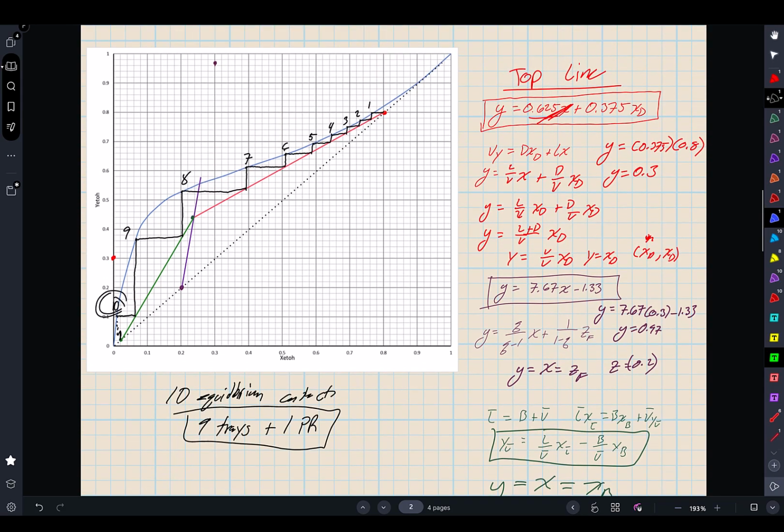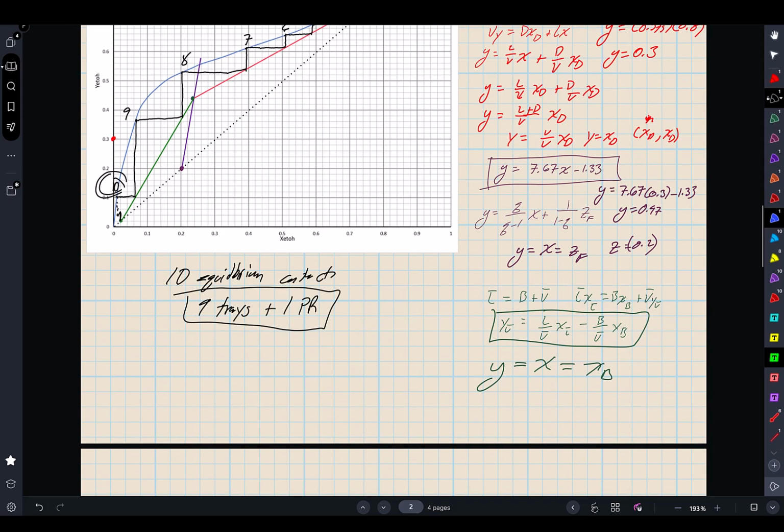The other question was, what feed location does it go into? And you see here that it's going into the 8th tray. So you would say the feed goes into the 8th tray from the top. That would be your answer for which tray location the feed should be in.